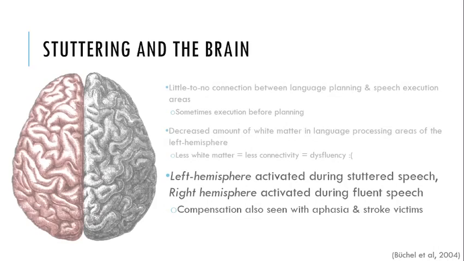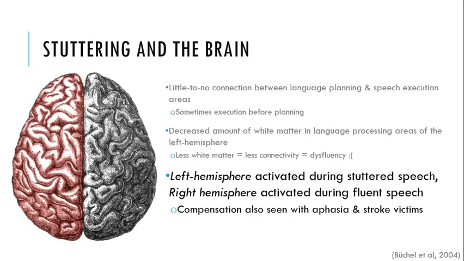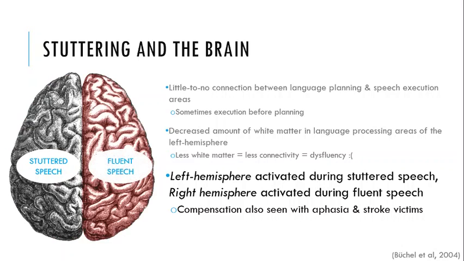and the left hemisphere. Lastly, during stuttered speech production, the left hemisphere is activated, but during fluent speech production, language areas in the right hemisphere are activated. It is then suggested that activation in the right hemisphere is a compensatory process. We see similar patterns of right hemisphere activation in aphasia and stroke victims.